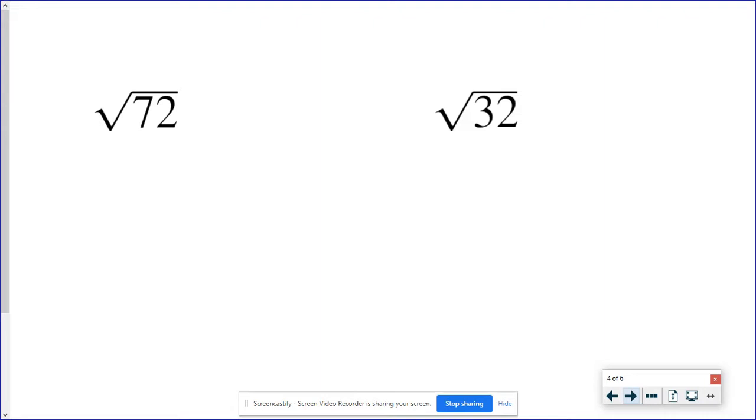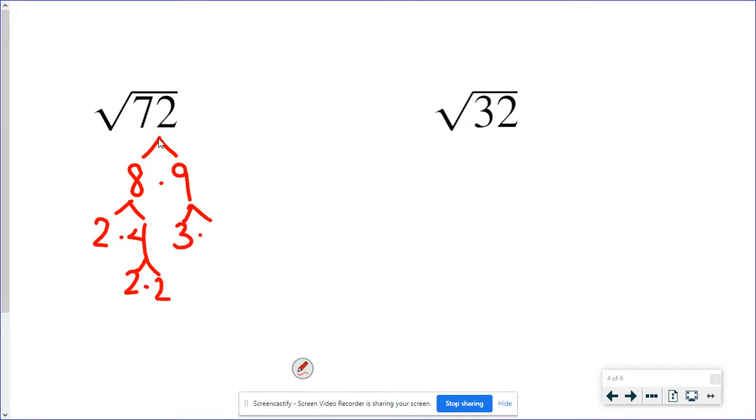In 72, you can certainly start by dividing by 2 because it is an even number. However, if you can find bigger numbers to use to split this up, it'll go faster. 72, I would go with 8 times 9. 8 can be 2 times 4, and that 4 can be a 2 and a 2. Now they're all primes there. And there's a 3 and a 3.